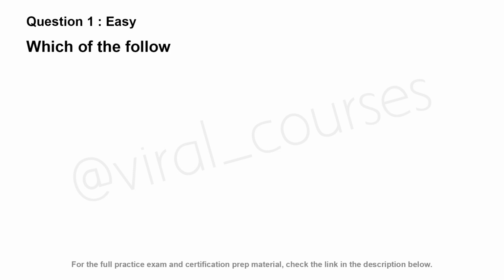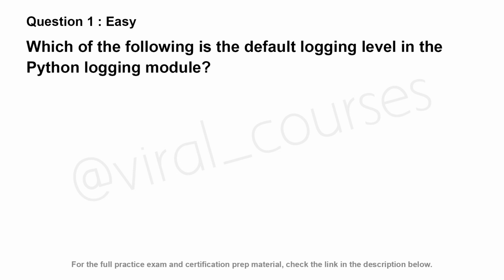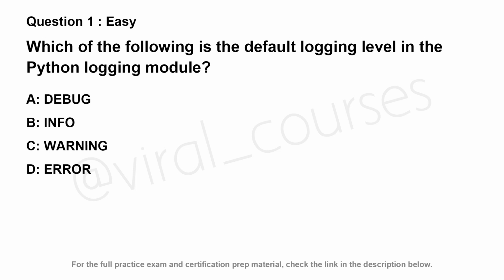Which of the following is the default logging level in the Python logging module? Option A, debug. Option B, info. Option C, warning. Option D, error.